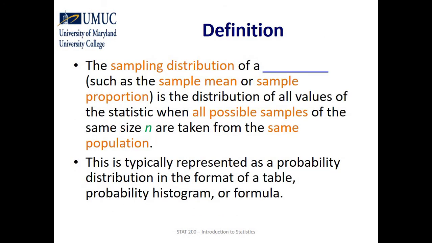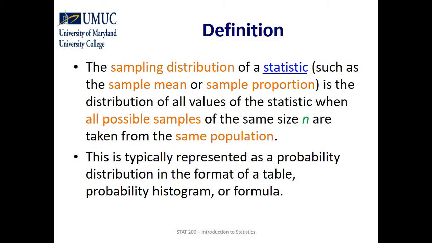Okay, so we're going to start off with the definition. The sampling distribution of a statistic, such as the sample mean or a sample proportion, is the distribution of all values of that statistic when all possible samples of the same size n are taken from the same population. It's a very, very confusing definition. Okay, I completely understand that. This is typically represented as a probability distribution in the format of a table, histogram, or a formula, which is the same stuff we've used before.